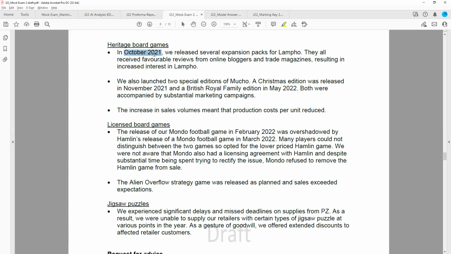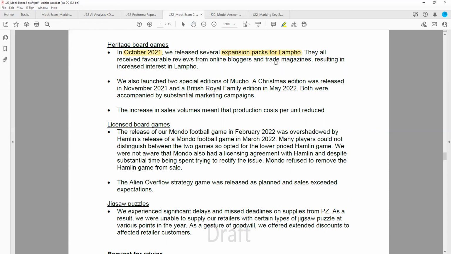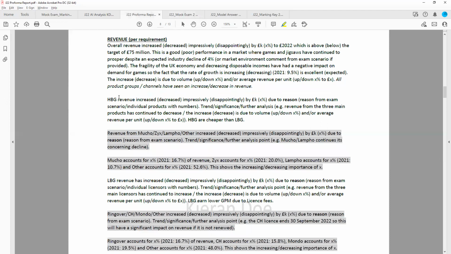So we're told that shortly before the busy Christmas period, we released several expansion packs for Lamfo. Of course we knew from the AI that heritage board games haven't been doing particularly well, and they definitely needed refreshing. So it sounds like they've actually done something about this during the year. They all received favourable reviews from online bloggers and trade magazines, so we'd expect them to have done well, resulting in increased interest in Lamfo. That sounds as though it would have gone up. So where does that go? Well, that obviously goes under my HBG analysis, and that's going to be a reason there.